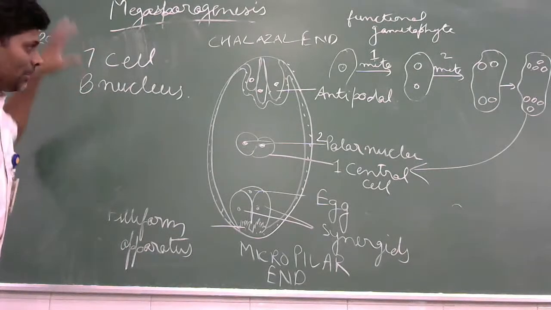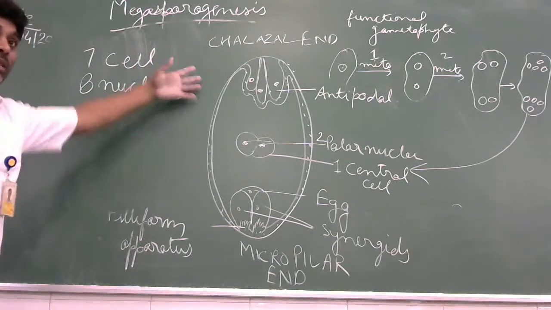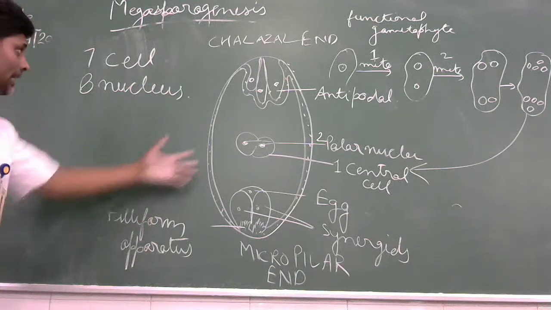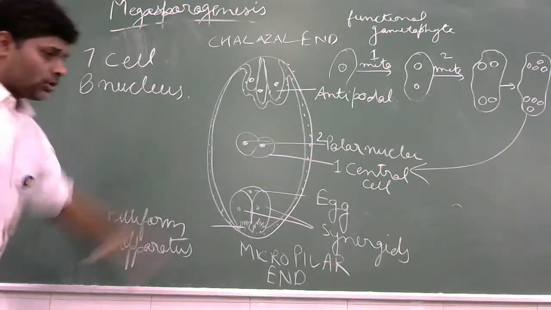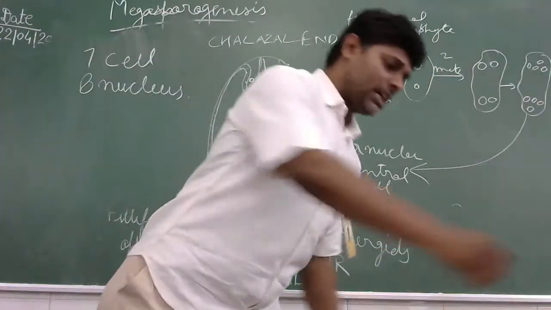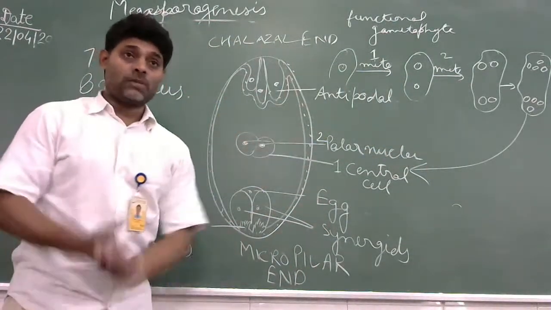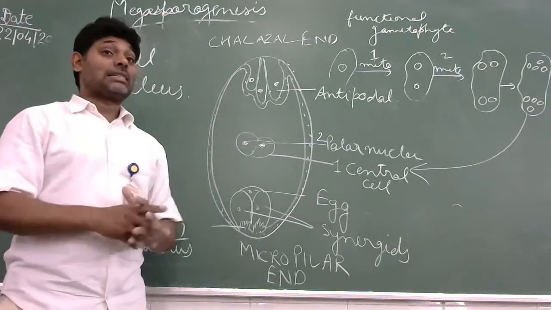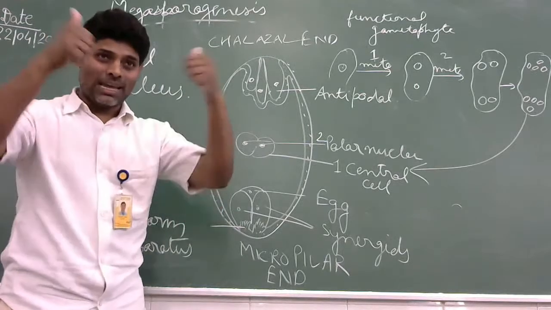More often the question is asked in board exams: make a diagram of the mature embryo sac, and what do you mean by the 7-celled and 8-nucleate stage. So today we have discussed megasporogenesis, the formation of the megaspores from the megaspore mother cell. Further, we will discuss pollination in the next class. Thank you, have a nice day.